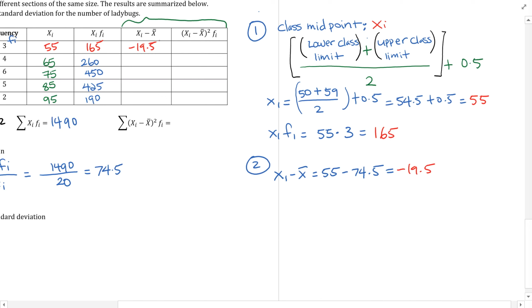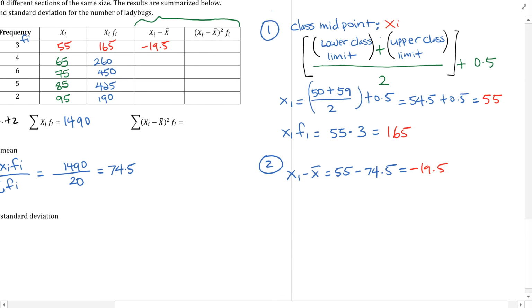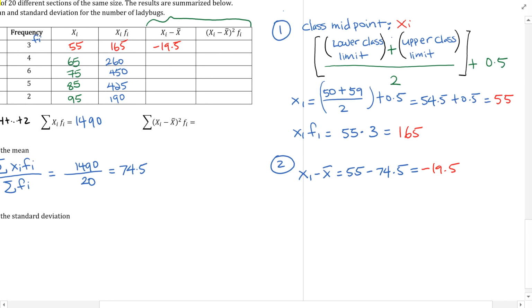We're going to do the same thing for all of them, so I'm just going to fill it in using a calculator. Once you fill up the column using the same method, I can square the xi minus x bar and multiply by fi. So I squared this column, and then I multiplied it by my fi.